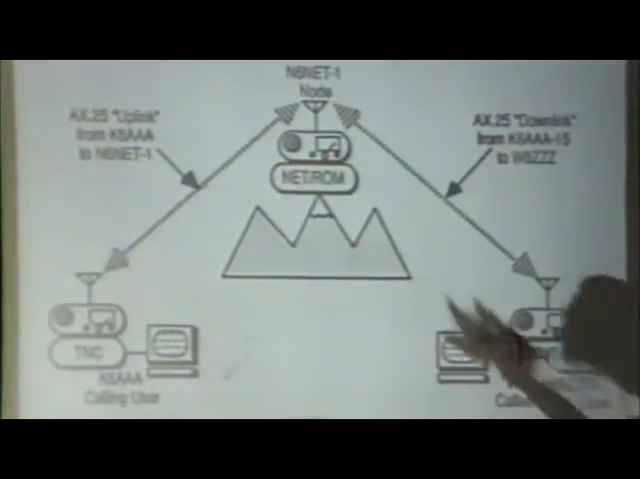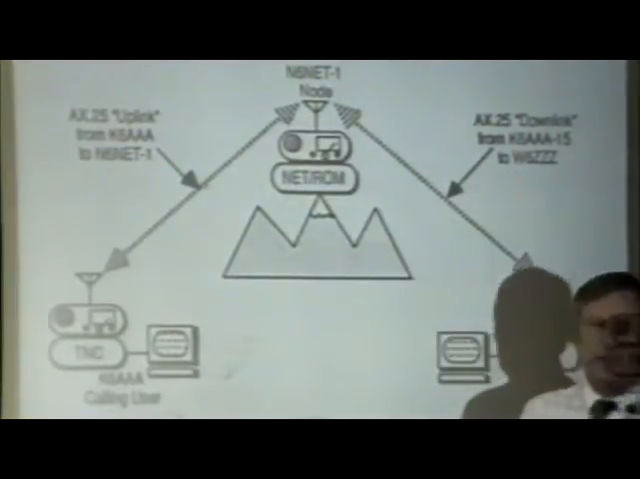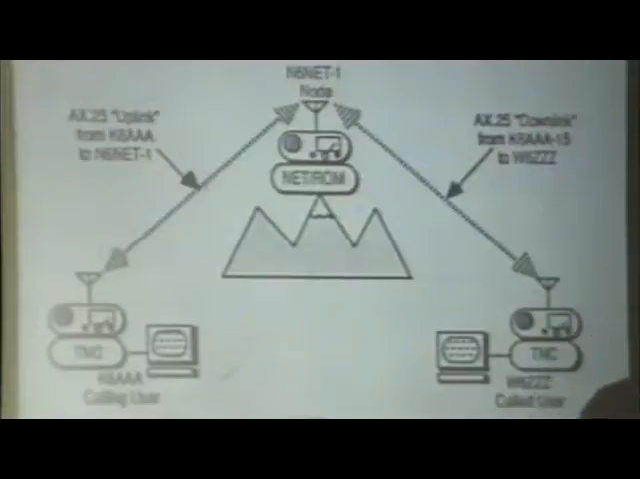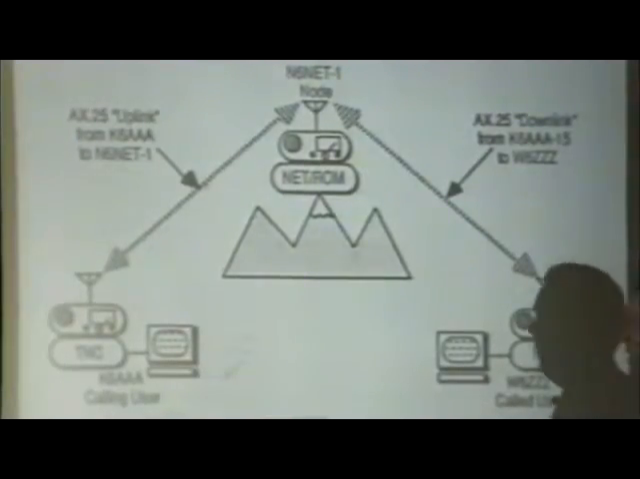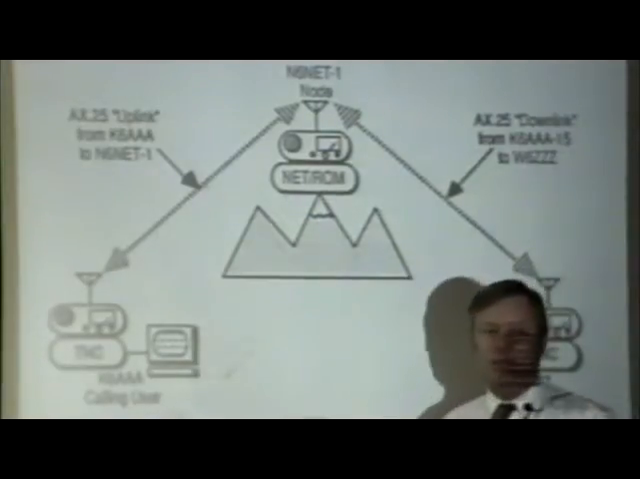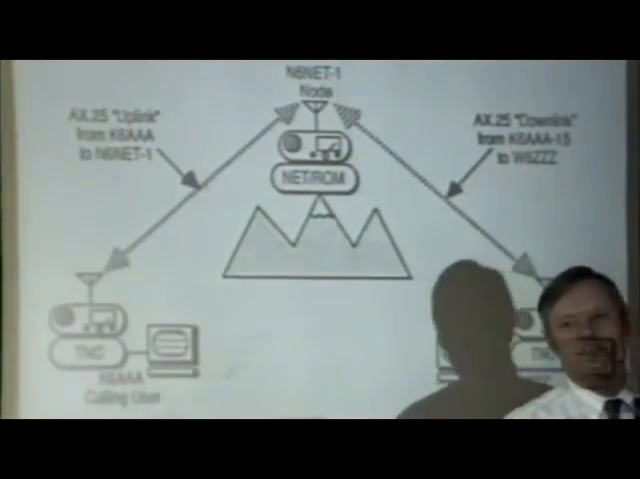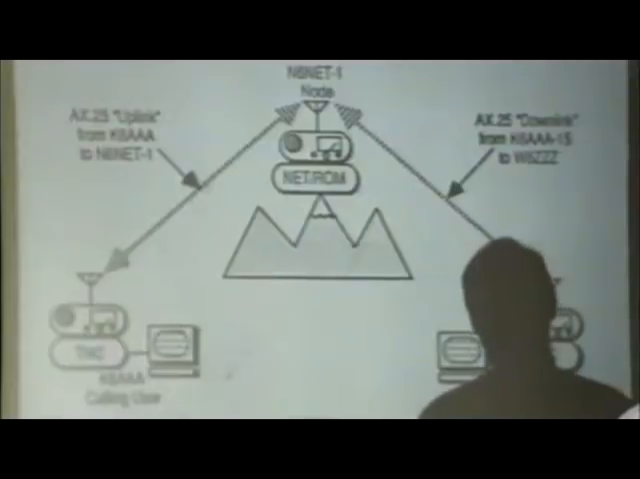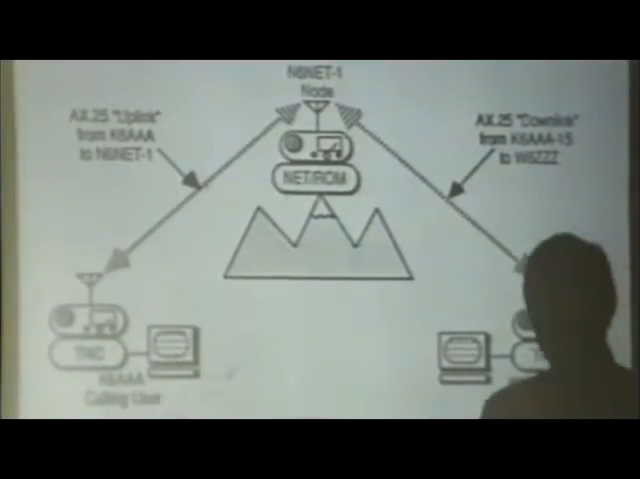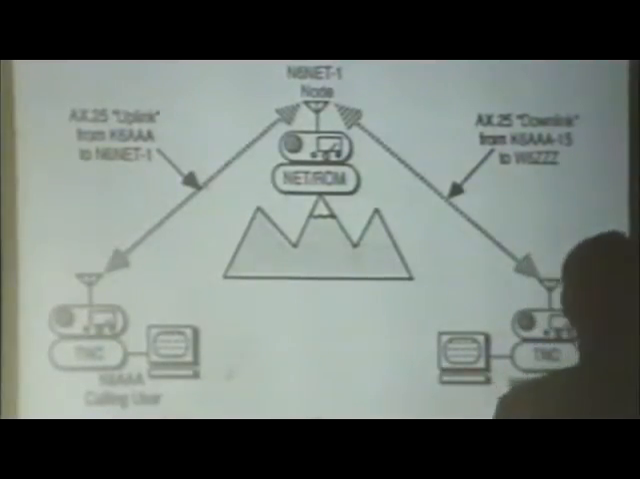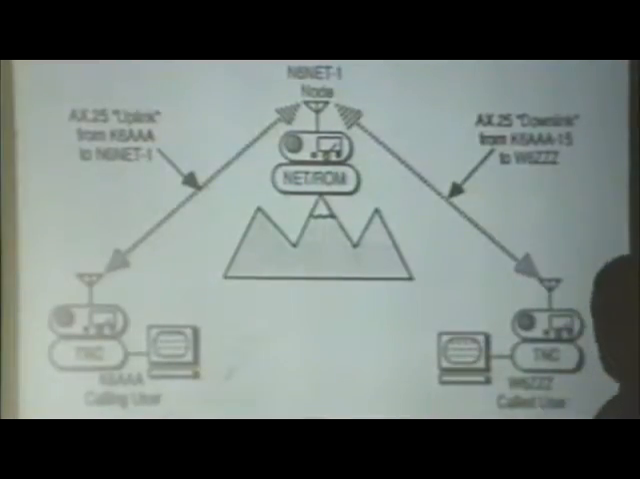And we have changed the station on the mountaintop. It is now a node. And there are various kinds of nodes out there that we're going to talk about here in a little bit. But a lot of nodes are nothing more than a TNC where you change an EEPROM. Other nodes are computers. There's all kinds of nodes. But the simplest node is where you take a TNC and just change a chip.